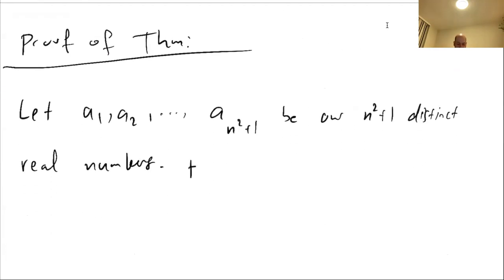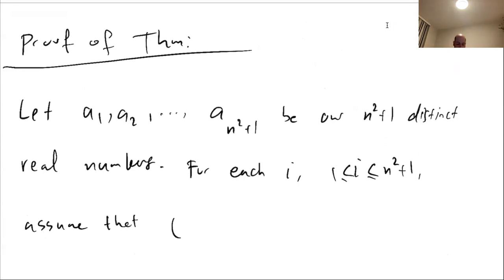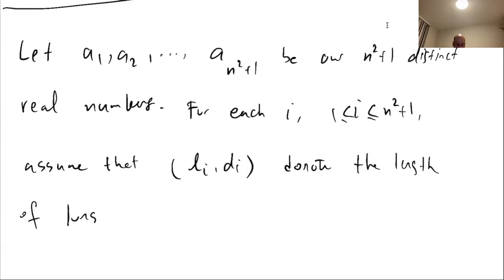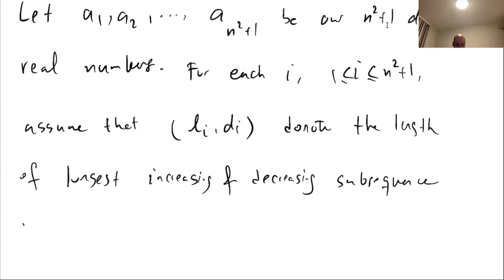Okay, now for each i with i between 1 to n squared plus 1, assume that, let's say, Li and Di denote the length of longest increasing and decreasing subsequence starting from ai. So this, I think, could be a little bit confusing. Let me explain.